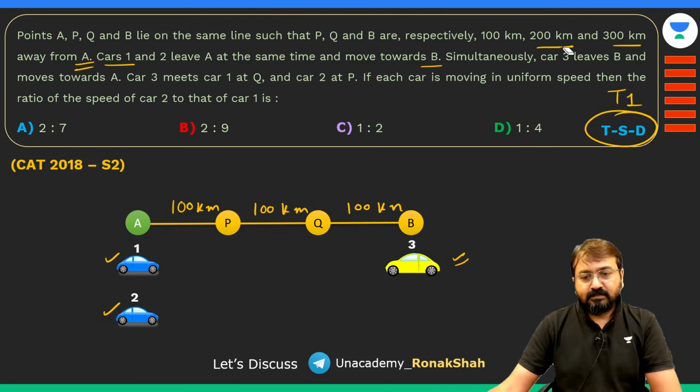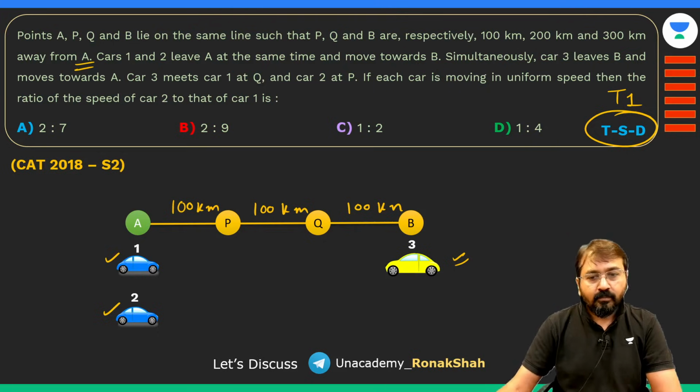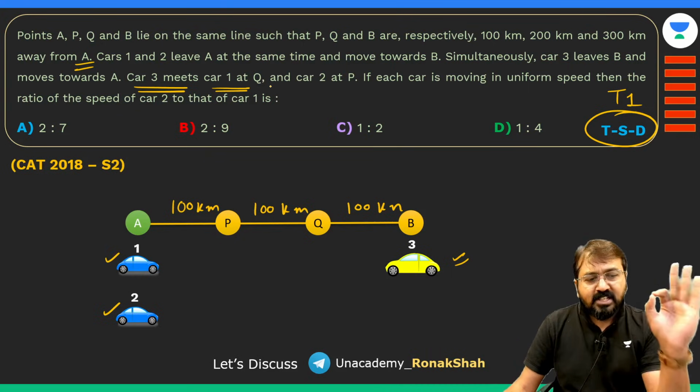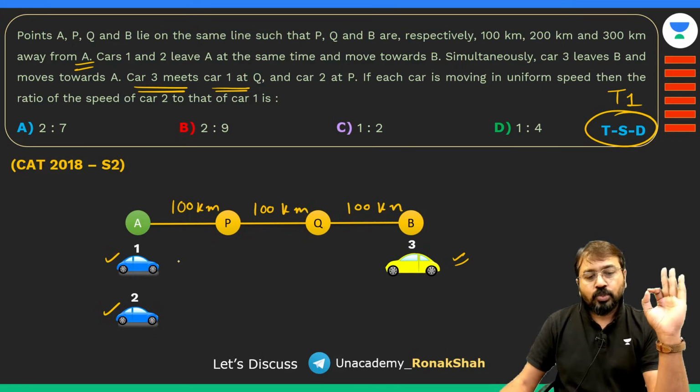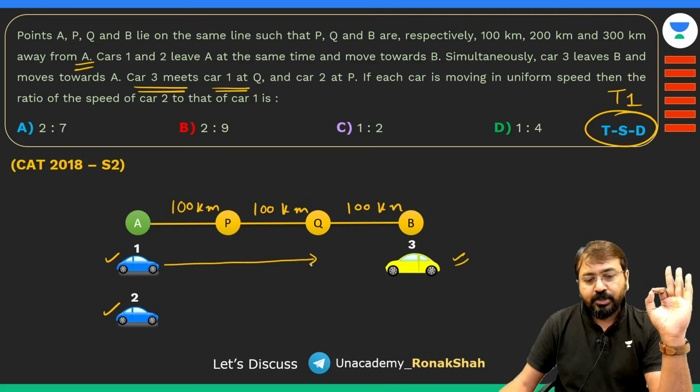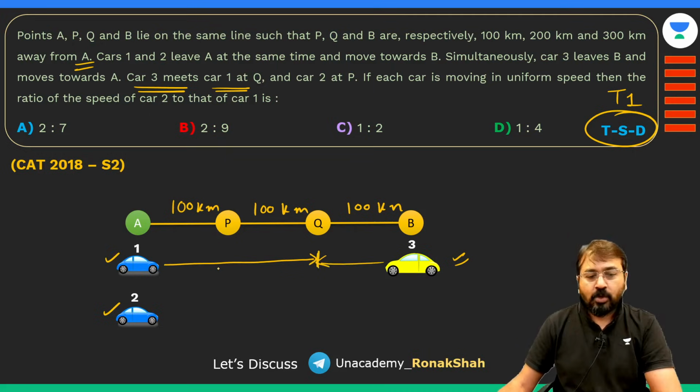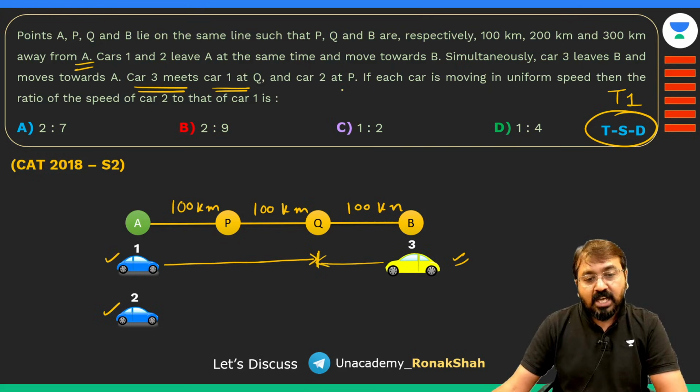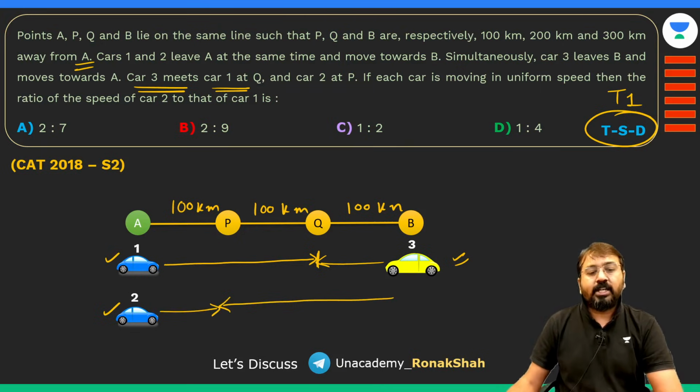Now what is the question? Let's understand. It further says that car 3 meets car 1 at Q. Please understand, this is a very simple question. It is straight away from the CAT 2018 slot 2 paper. So this car reaches over here. In the meantime, car 3 reaches over here and they are meeting at point Q. And car 2 at P. So car 3 meets car 2 at point P. That means car 3 travels up to this point. In the meantime, car 2 travels only up to this point.